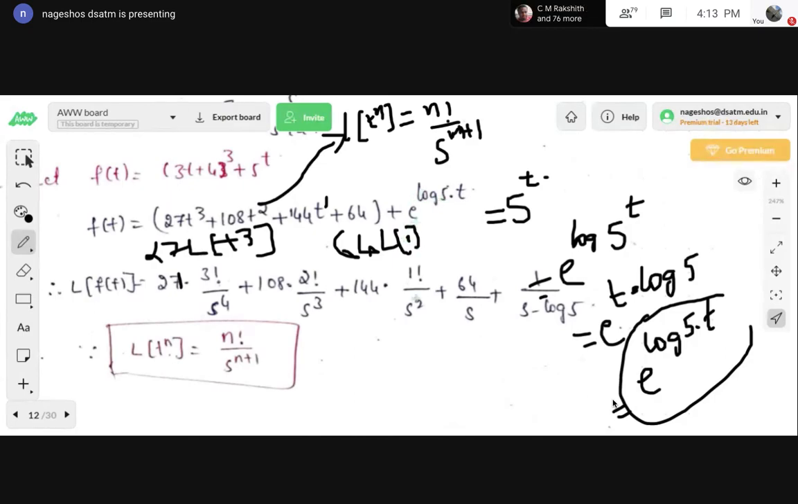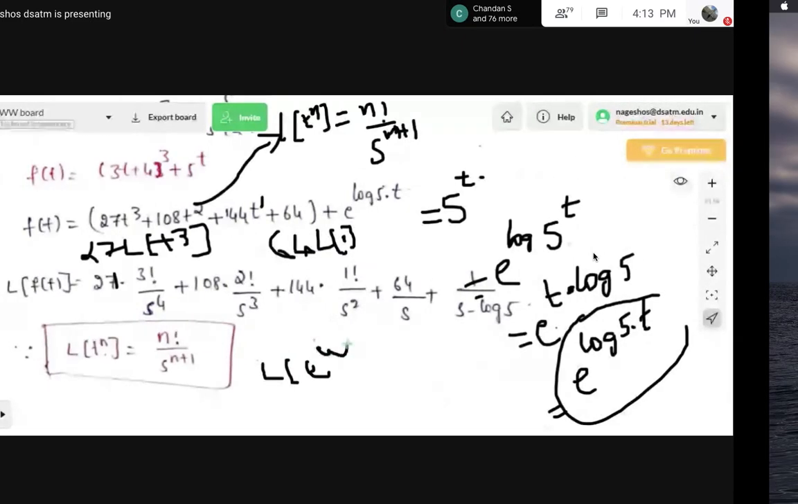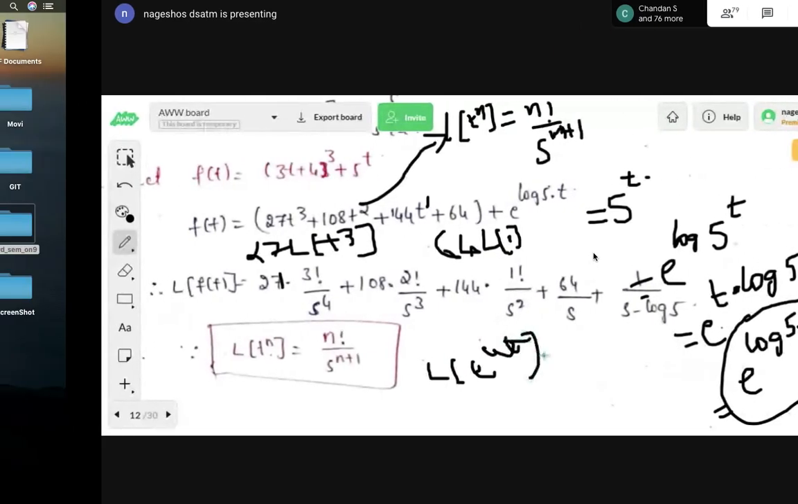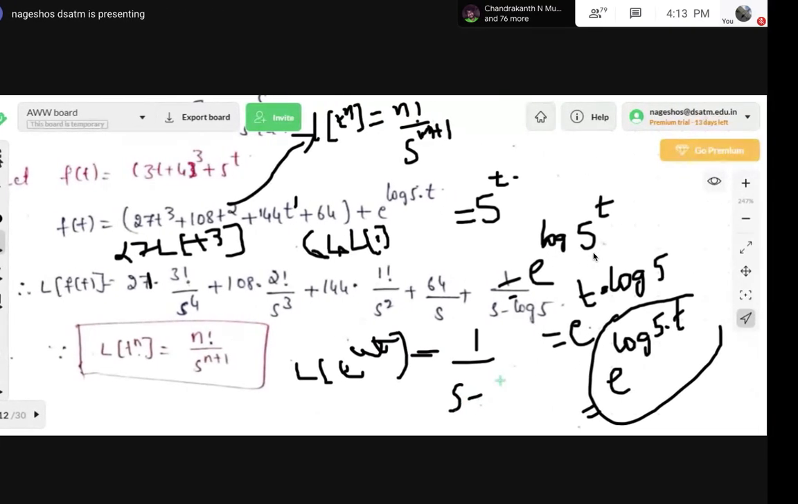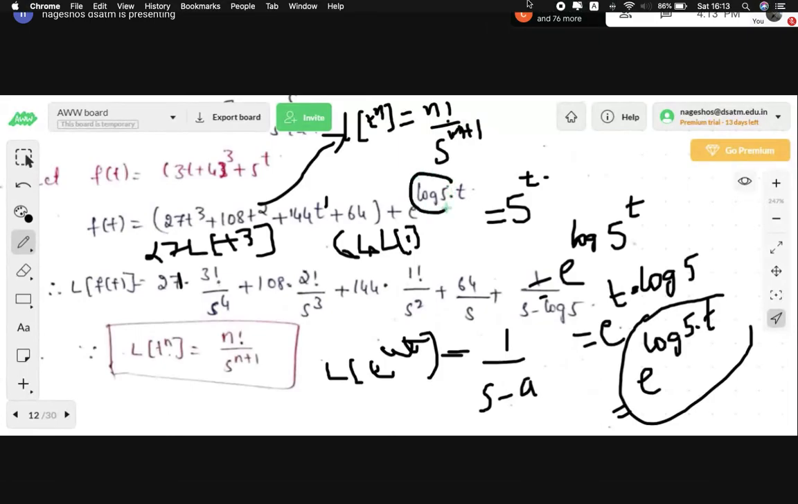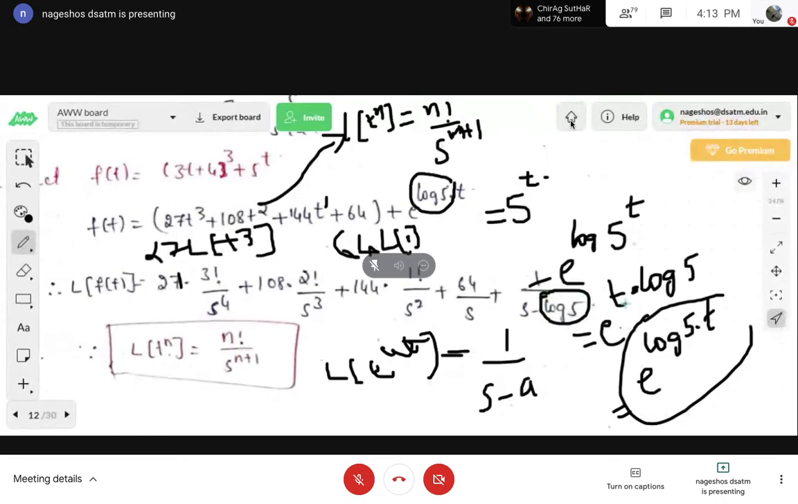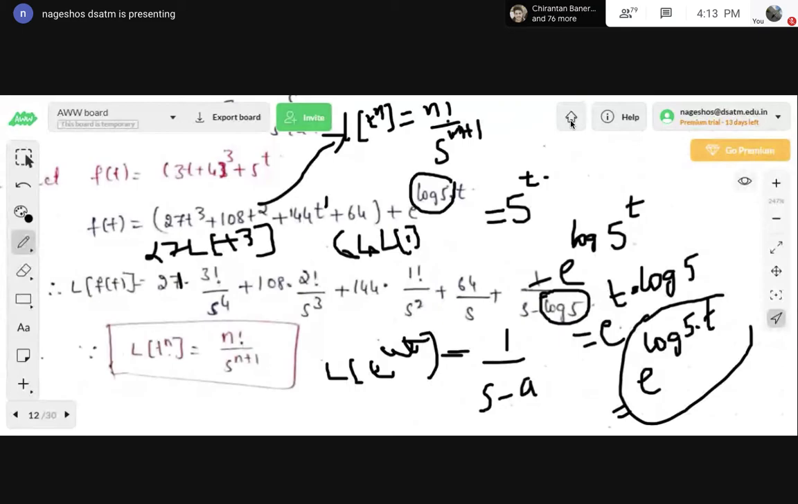Then for this, the Laplace transform of e power at is 1 by s minus a. What is the coefficient here? The coefficient is log 5. Therefore, in place of a, log 5. Okay, understanding?